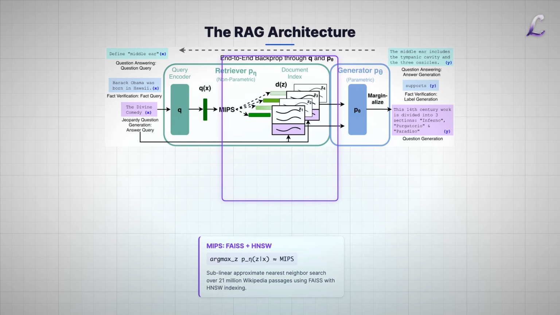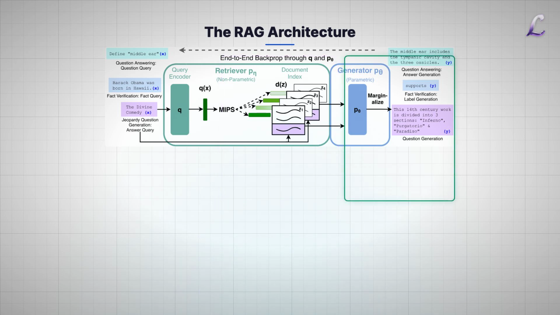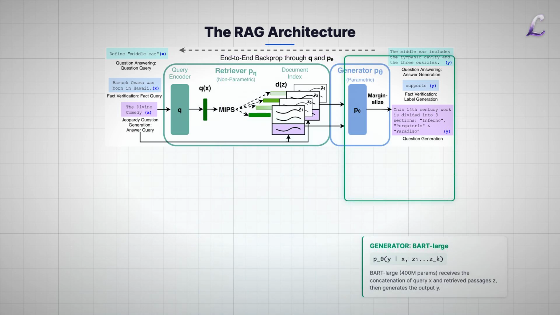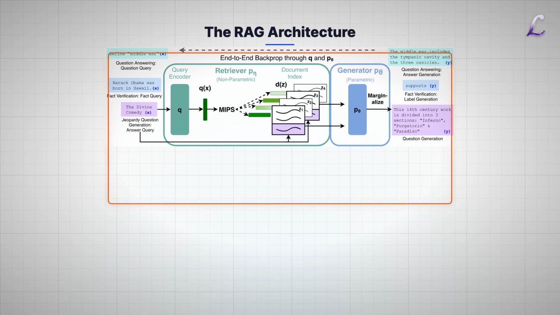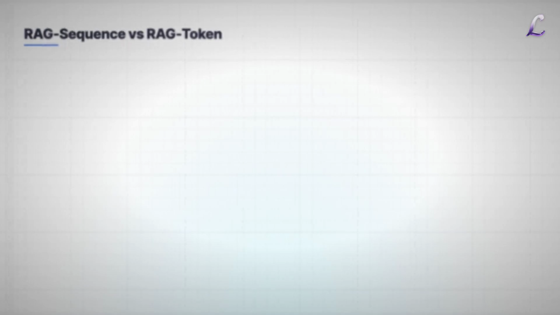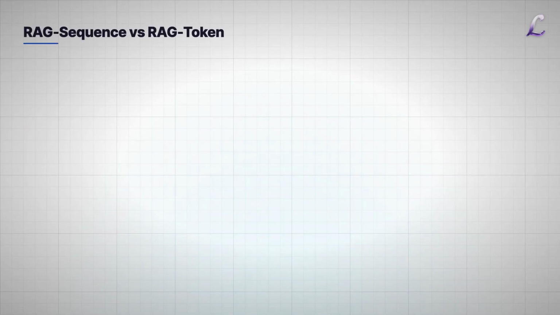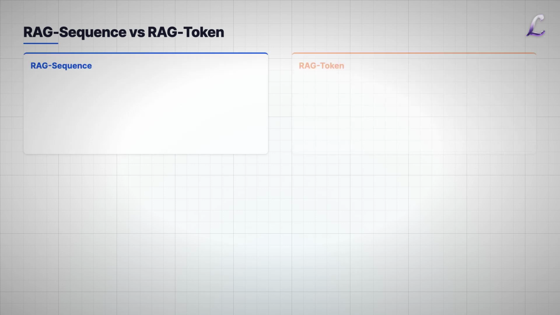Second, the generator. This is BART large, a denoising autoregressive transformer with 400 million parameters. To condition BART on both the input and retrieved documents, they simply concatenate the input query x with each retrieved passage z and feed this concatenation into BART's encoder. The key architectural decision is treating retrieved documents as latent variables. You don't need explicit supervision telling the model which documents to retrieve. Instead, you marginalize over the top-k retrieved documents, letting the gradient signal from the final task loss propagate back through the retrieval distribution. The paper proposes two distinct formulations that differ in how they marginalize over retrieved documents.